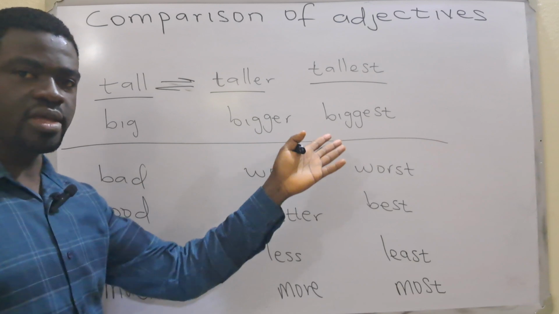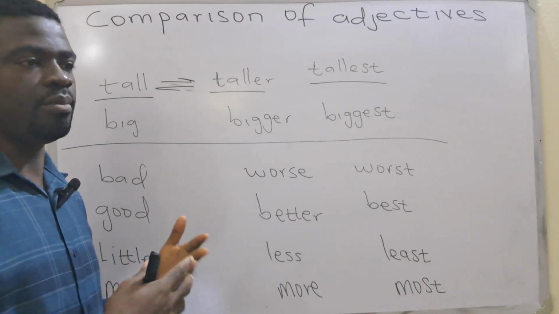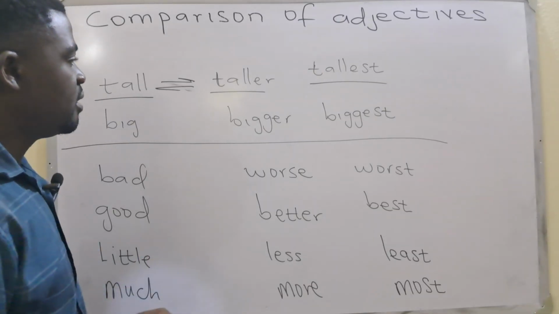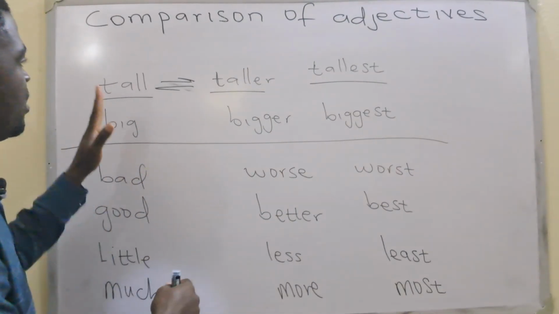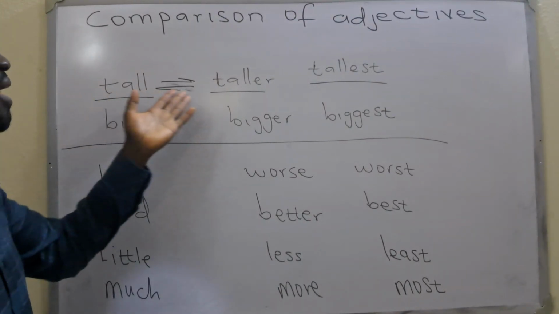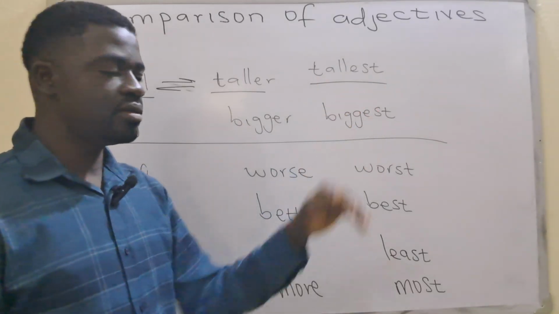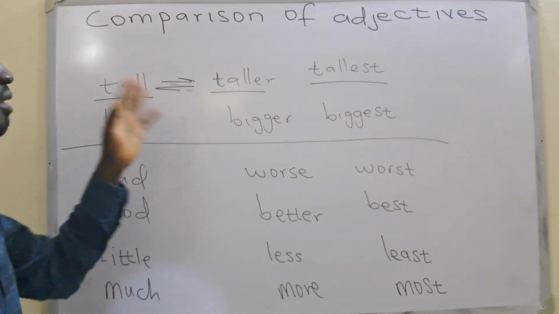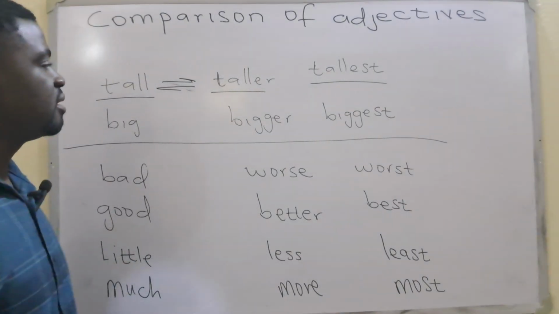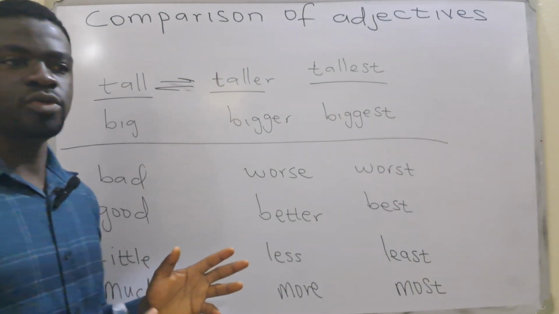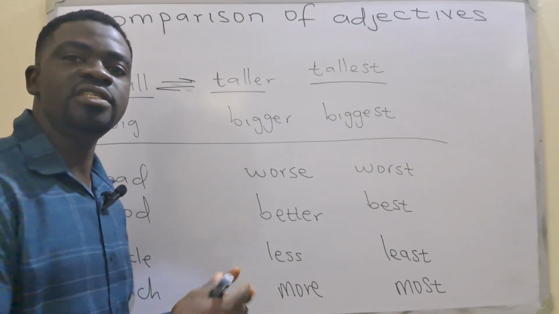Big, bigger, biggest. I think this is the form of adjective that many of us are familiar with, by adding the morpheme ER and then EST. So you have big, bigger, biggest, tall, taller, tallest, fat, fatter, fattest, strong, stronger, strongest. But sometimes you don't need to add those morphemes. Instead, the word or the adjective changes form.